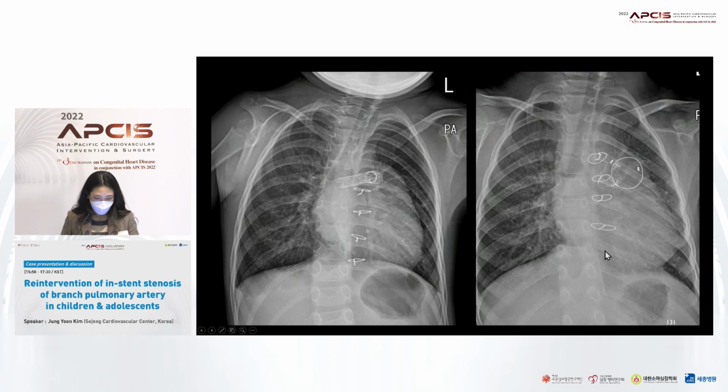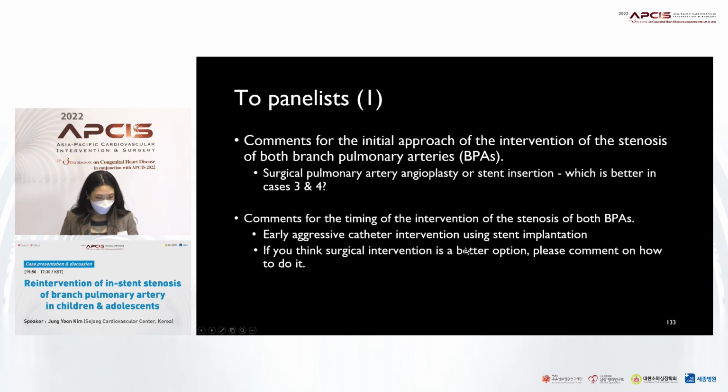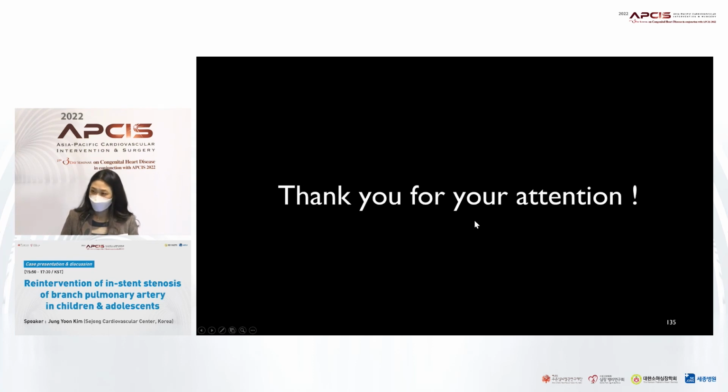Follow-up chest X-ray. Follow-up echo shows no significant PS or PR, both PAs are patent without significant pressure gradient, and the TR amount decreased, with a pressure gradient of only 19 to 25 millimeters of mercury. So he is doing well after surgery, and mom says he eats a lot compared to before surgery. So that is my summary; I am asking the panelists, but we discussed all of these discussion points. Thank you for your attention.